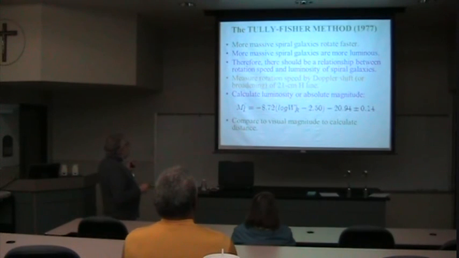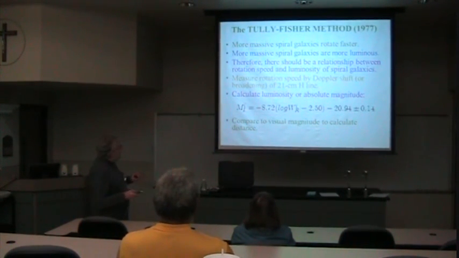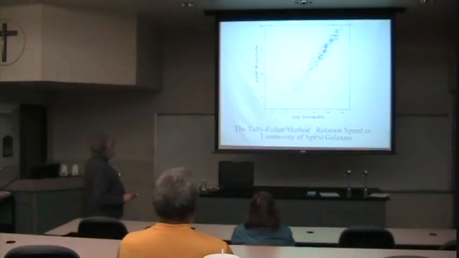reliant on that. But that gives you the absolute magnitude of the galaxy, and this is for spiral galaxies, based on the width of the spectral lines due to the fact that it's rotating. The faster it rotates, the more luminous it is. And then, of course, the last line of all of these is the same. You compare it to the visual magnitude with the inverse square equation and come up with the distance.